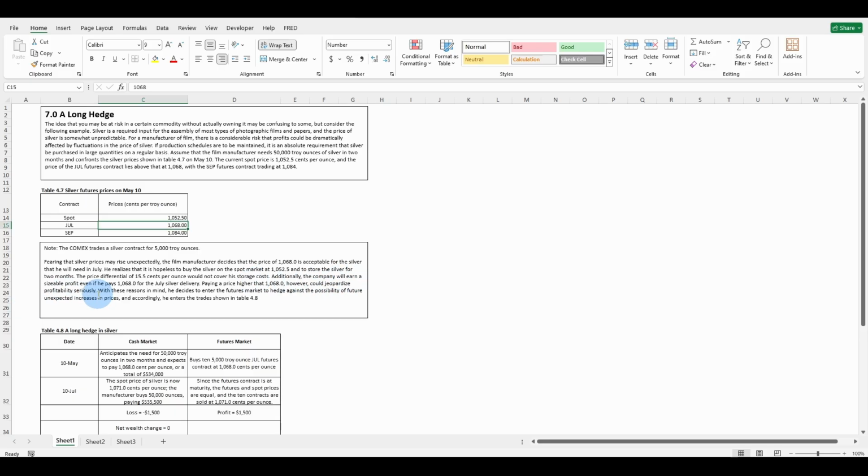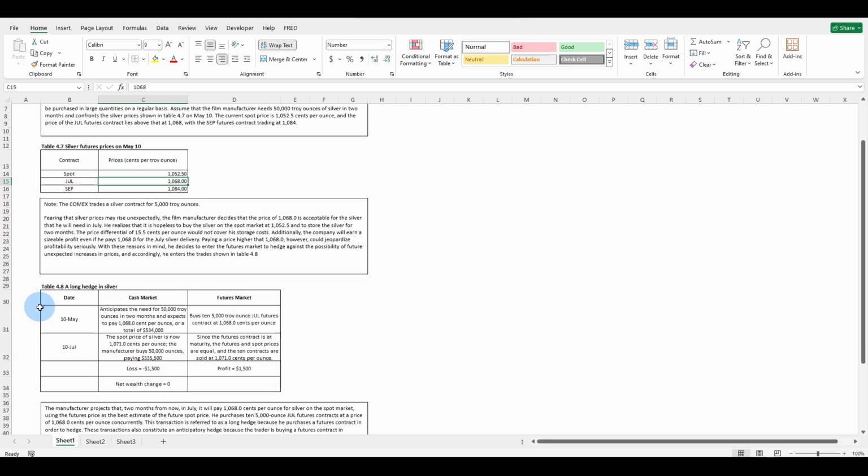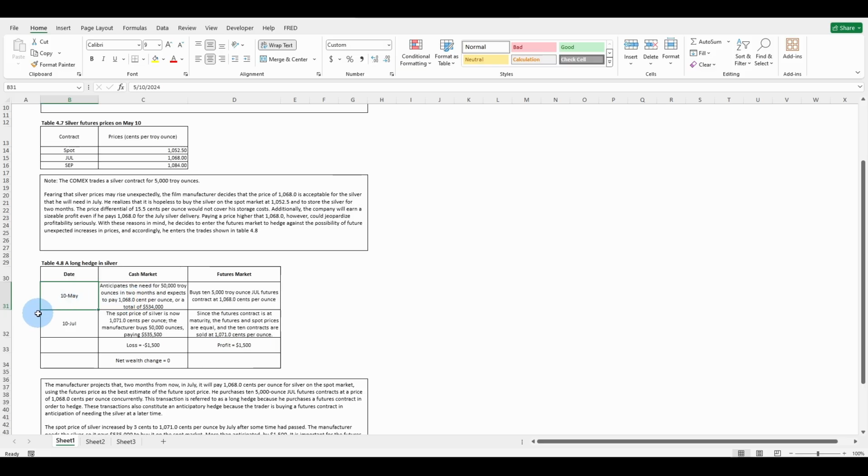With this reason in mind, he decides to enter the futures market to hedge against the possibility of future unexpected increases in prices, and accordingly, he enters the trade shown in table 4.8. On May 10th he anticipates the need for 50,000 troy ounces in 2 months, so it's May 10th. He needs it on July 10th and expects to pay 106.8 cents per ounce, or a total of $534,000. He buys 10 5,000 troy ounce July futures contracts at 106.8 cents per ounce.